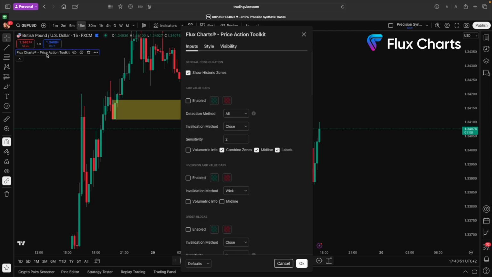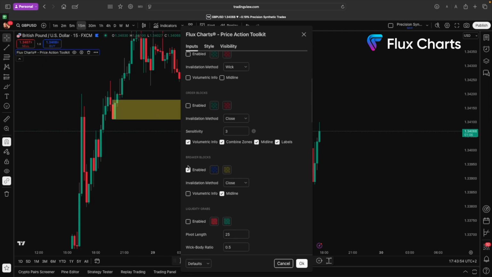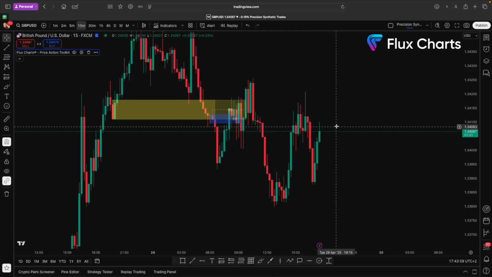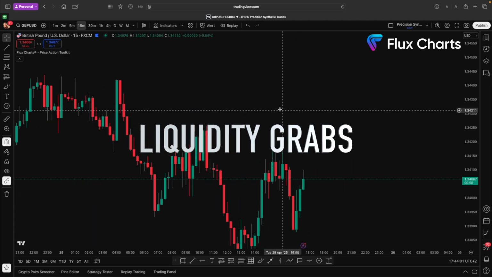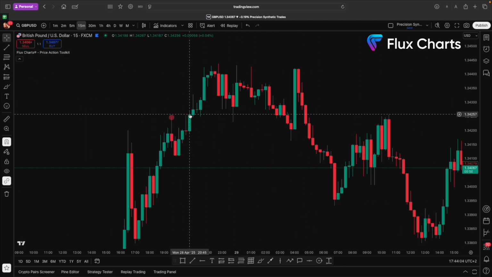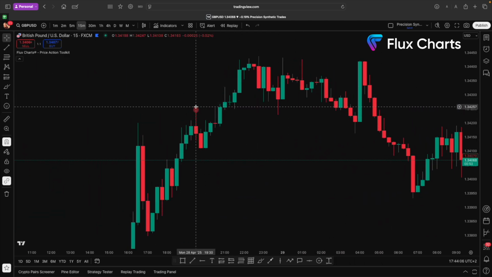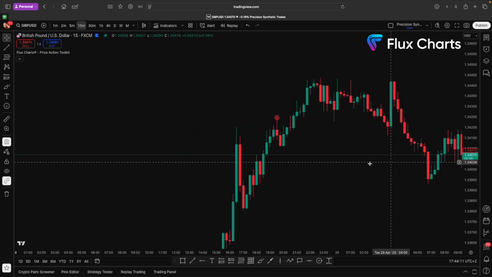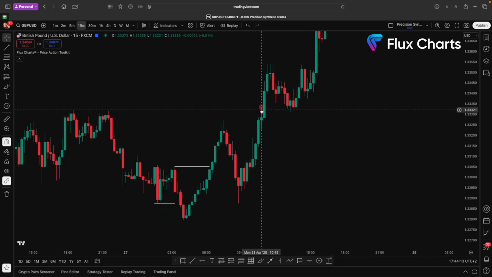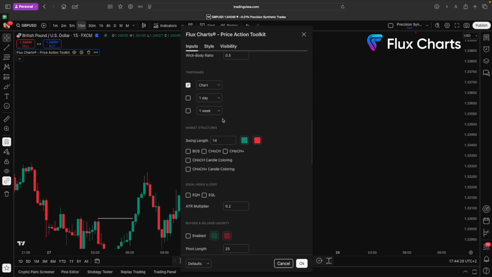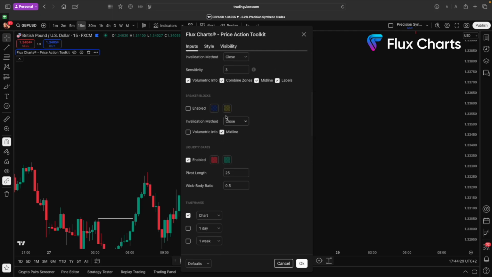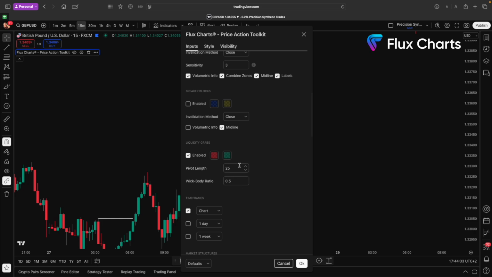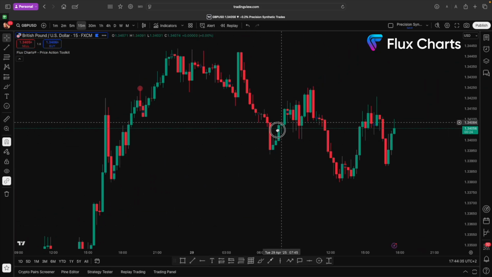Let's add another one. Let's take the breaker blocks off. Let's say you're only looking for liquidity grabs. Now you'll see these little dots that's been displayed. That is pointing out your liquidity grabs. Here you see as well, liquidity has been taken. So this is where you need to play around with your time frames and definitely your settings. So here you can change your settings on liquidity grabs.